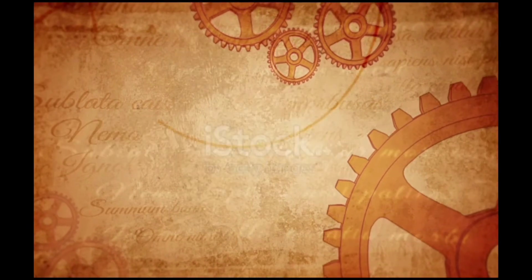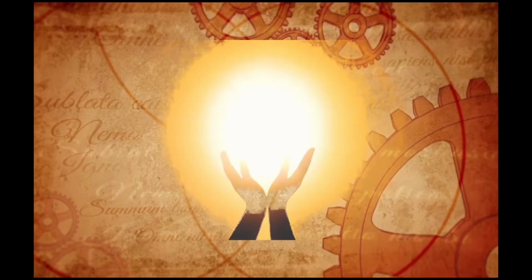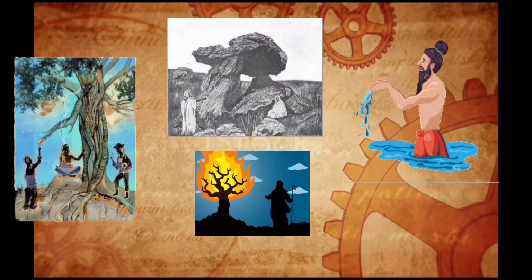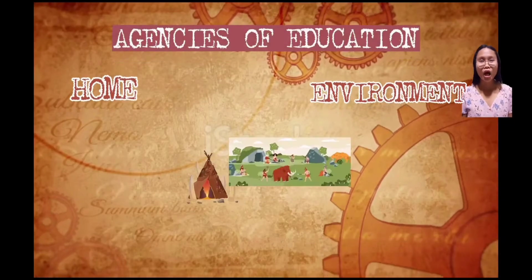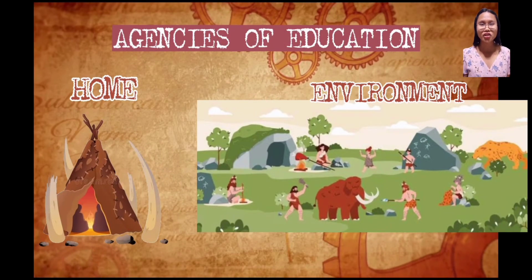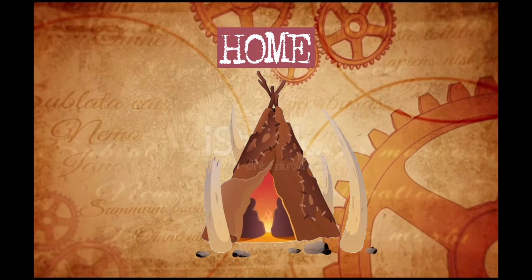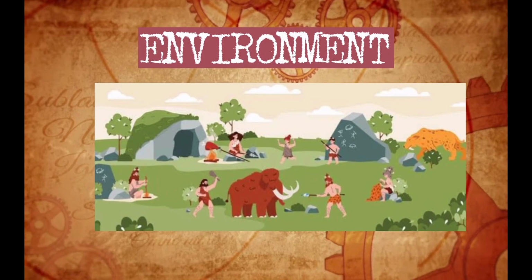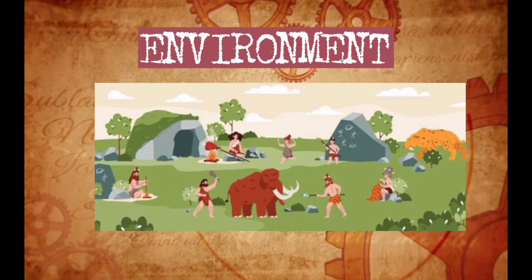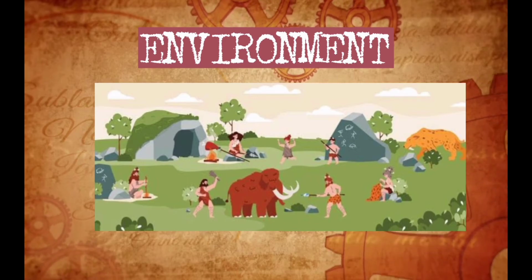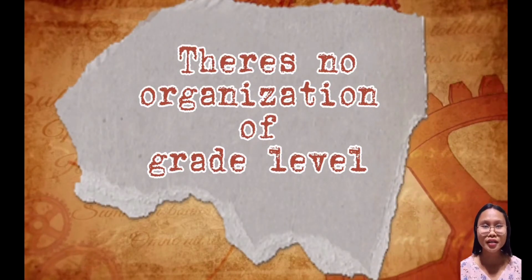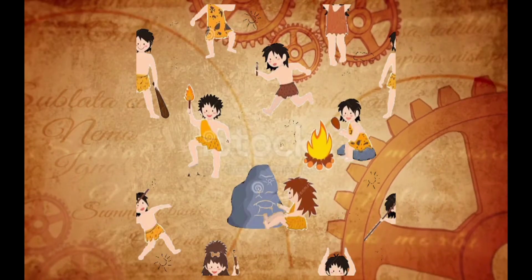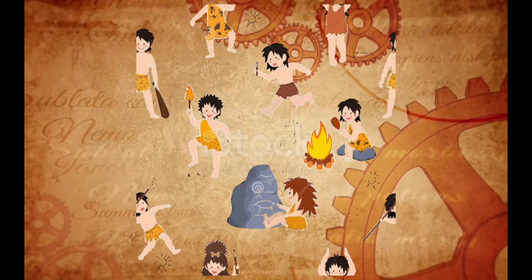They were also taught how to worship before the dwelling of an unseen spirit such as a big tree, a big rock, a river, and a big bush. Home and environment were their agencies of education. Homes are always the center of the learning, especially for the young, and the environment, for instance, if one happened to step on a thorn and got hurt, he now became careful not to step on thorn. There is no organization of grade levels. There were no gradations in instruction, neither were there organized classes.